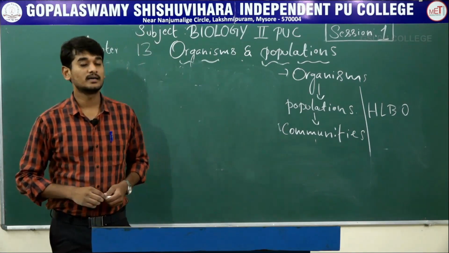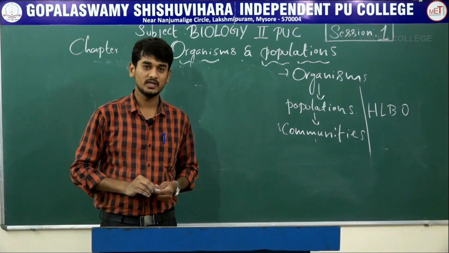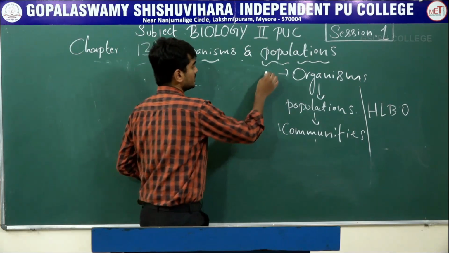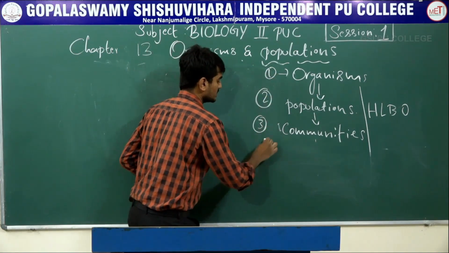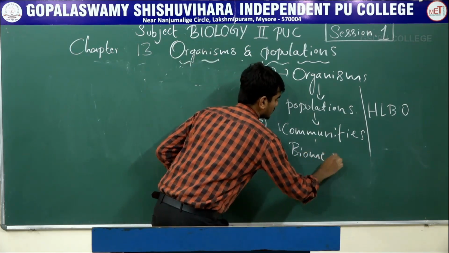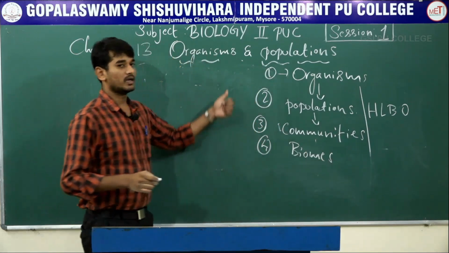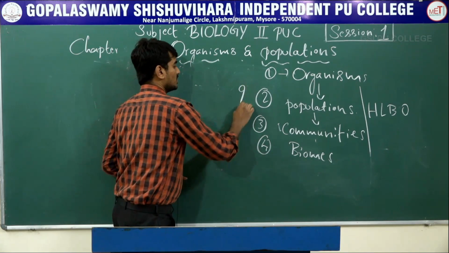Actually, ecology is concerned with 4 levels of biological organization. Number 1, organisms. Number 2, population. Number 3, communities. Number 4, biomes. So now we can study it one by one. Already we know about organisms. What is population?